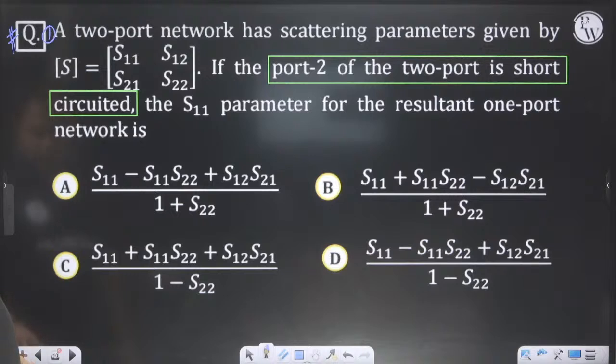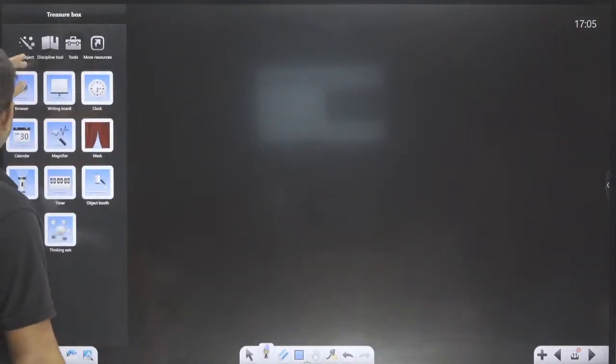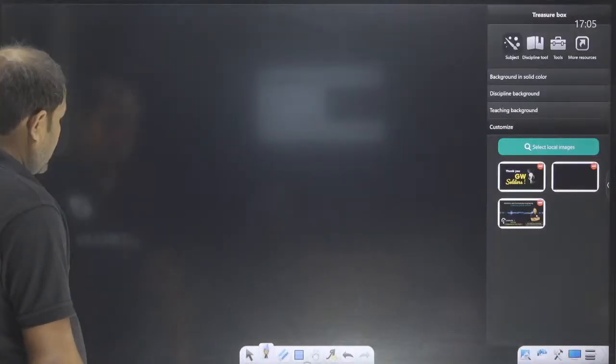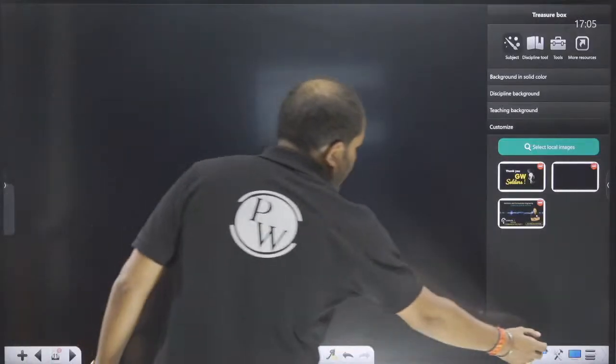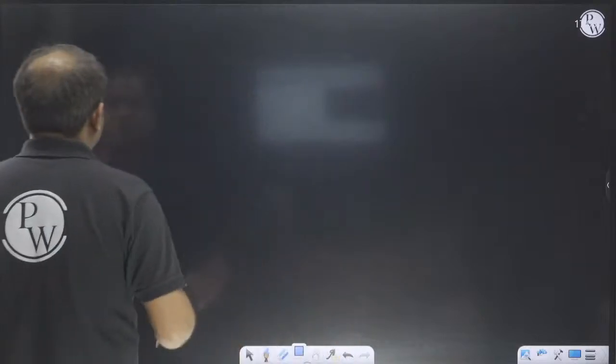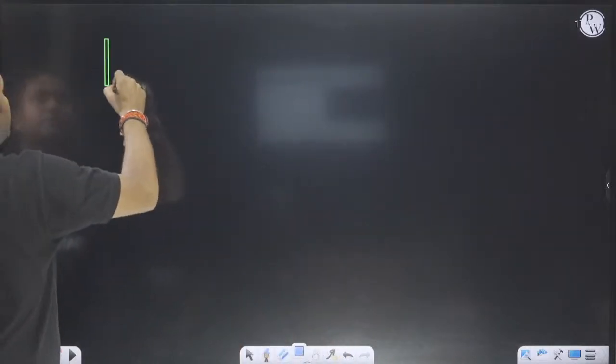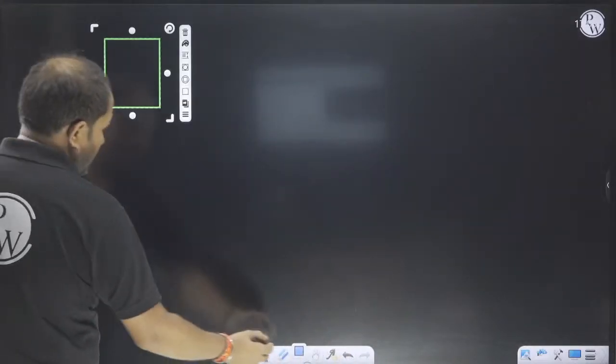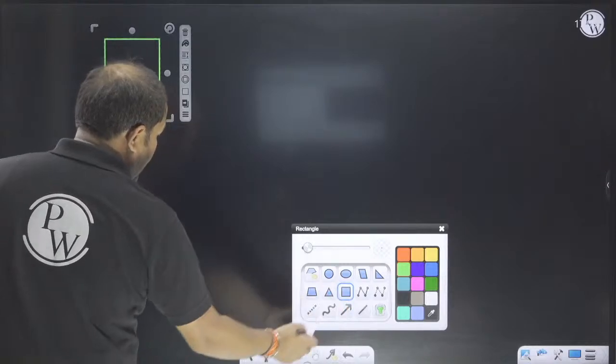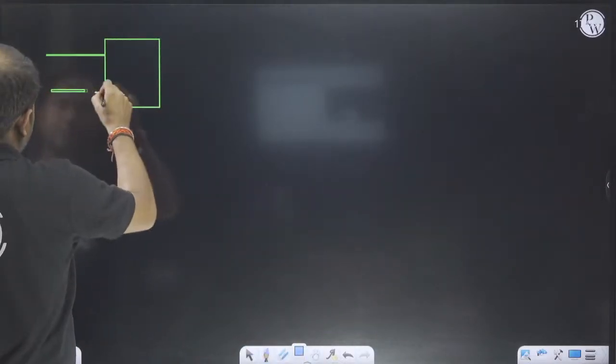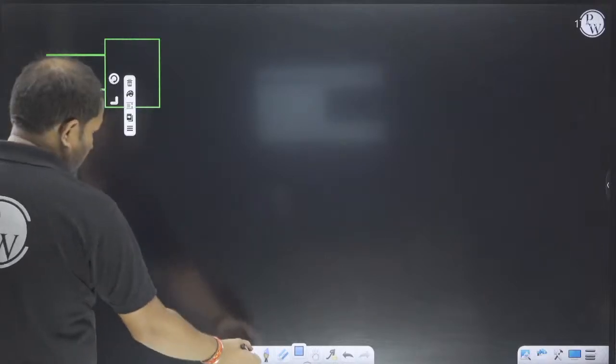So we have to draw the diagram, and then after we will go through the points. So first of all, we have to draw the block diagram, so that we can understand the points here. This is our S parameter block, and there is an input port and an output port.